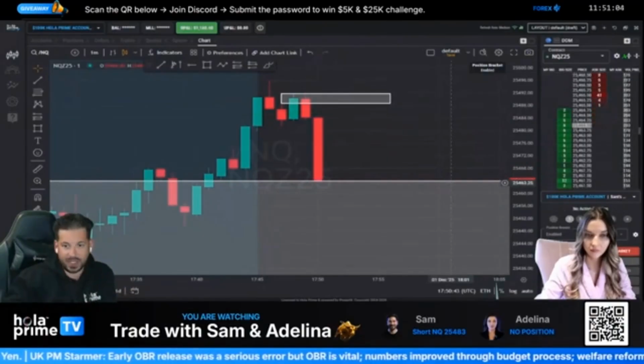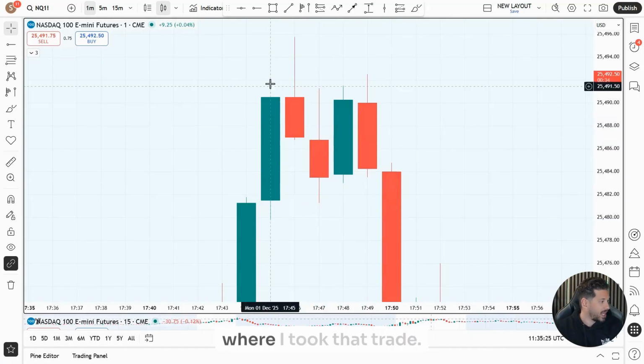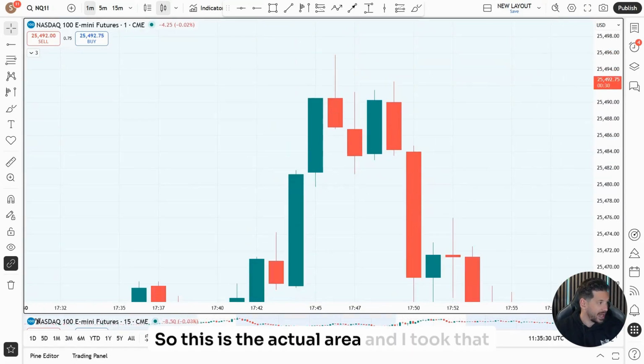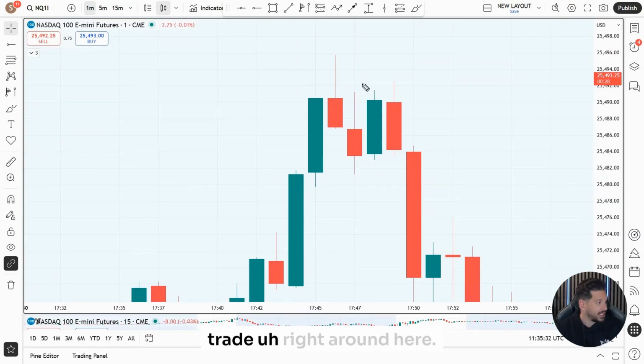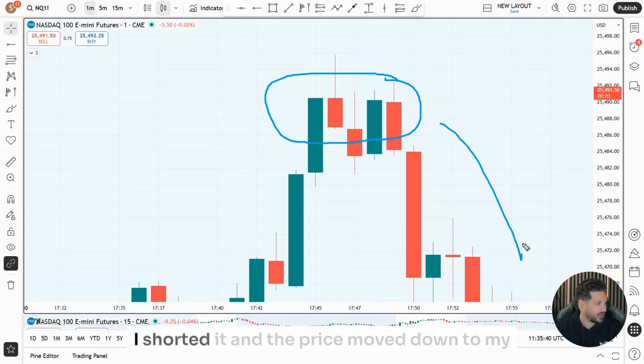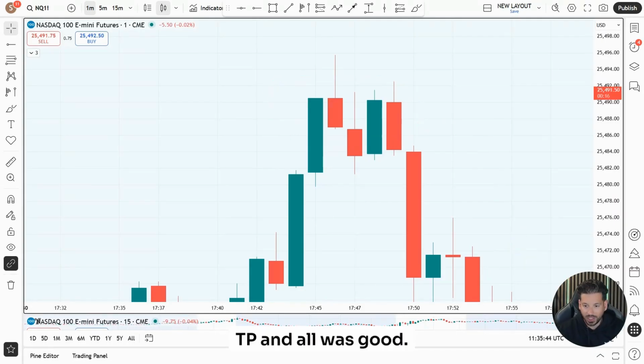I'm out. Now, here is the actual area of the chart where I took that trade. Okay, so this is the actual area, and I took that trade right around here. I entered two contracts around this area here, and then the price moved down. I shorted it and the price moved down to my TP and all was good.